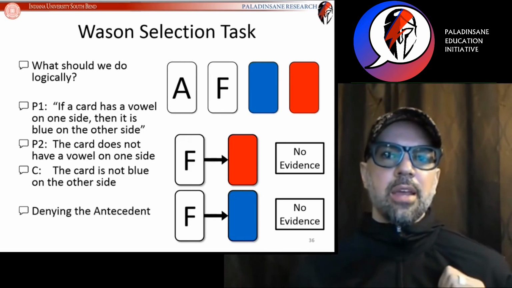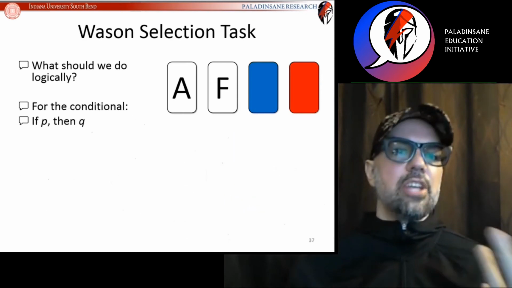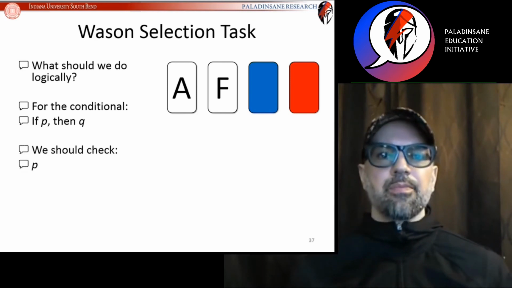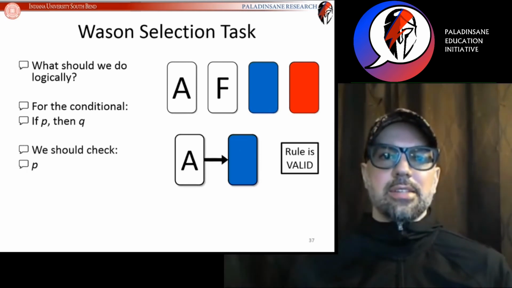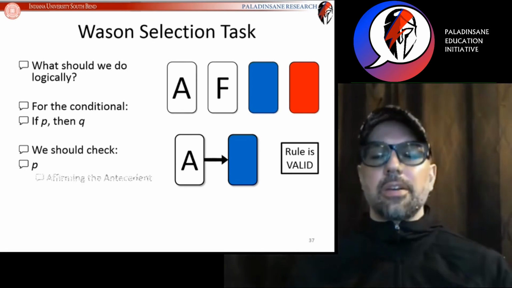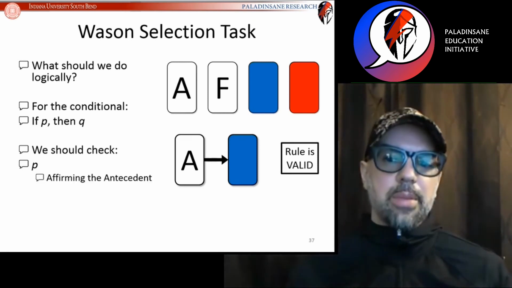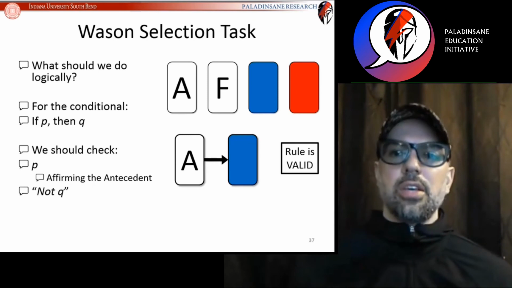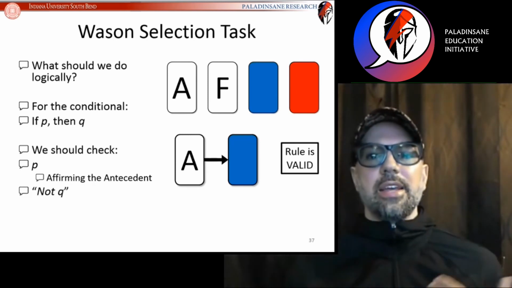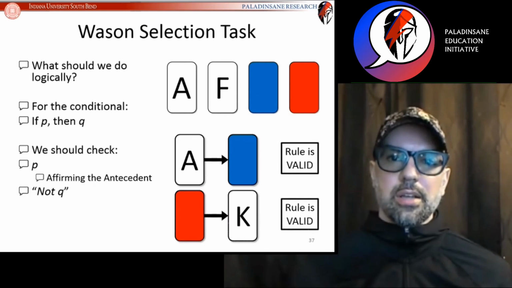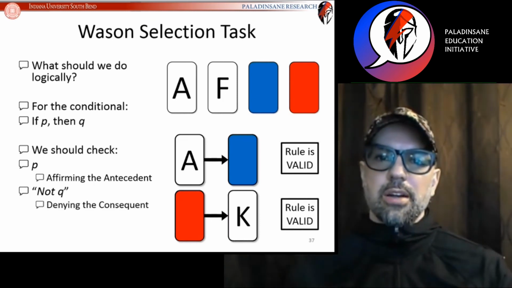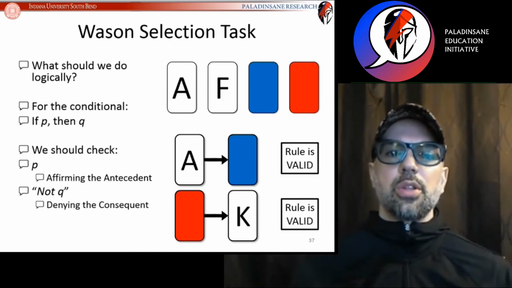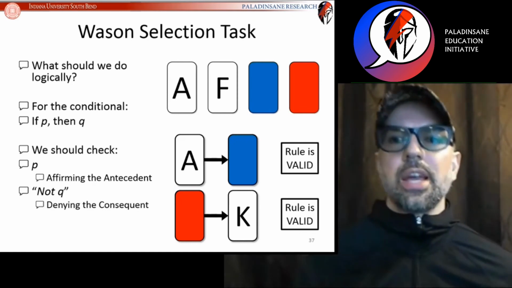So for the conditional in general, for the conditional if P then Q, we should check P and see whether or not it has Q on the other side, and that is affirming the antecedent. That's doing the second premise of the affirming the antecedent valid argument. And we should also check not Q. Q is false. And that is the denying the consequent second premise in this particular example. That's the only other valid argument. So those are the two that we should choose. We should choose P and we should choose not Q.